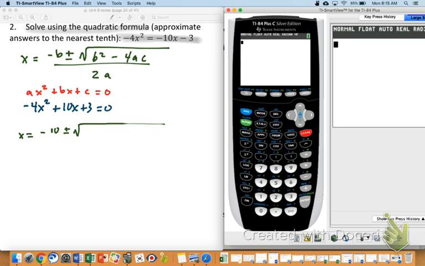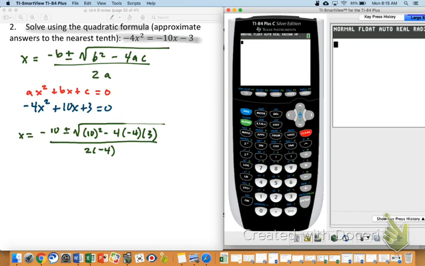B squared minus 4 times A times C. What I'm doing is I'm plugging things in where they go. Not overcomplicating it, not trying to do too much. All over 2A. So I get there. Does that make sense?